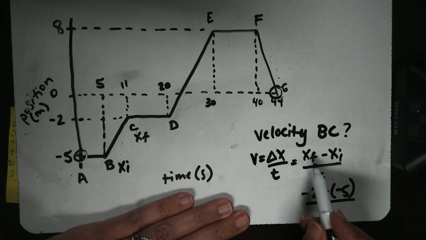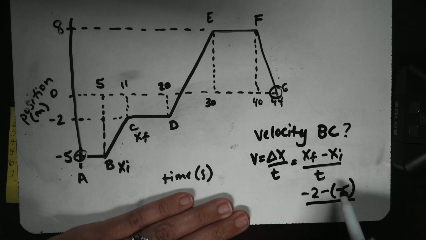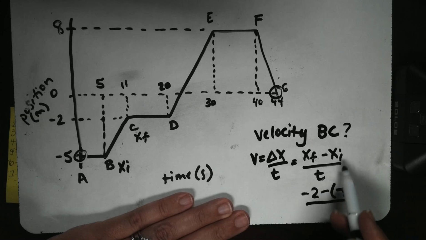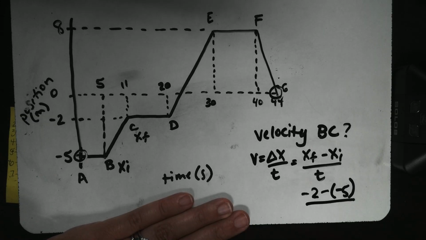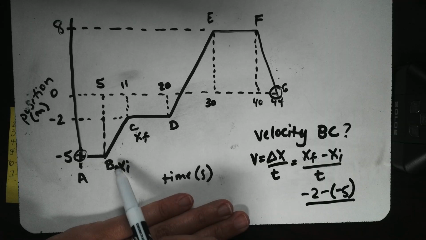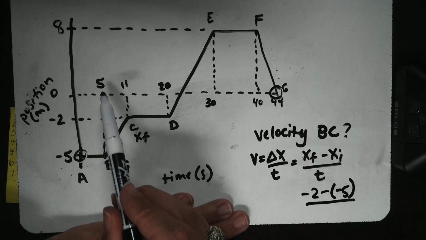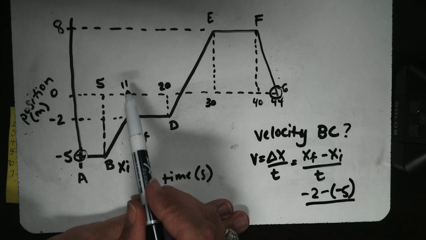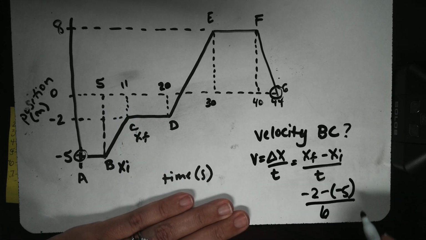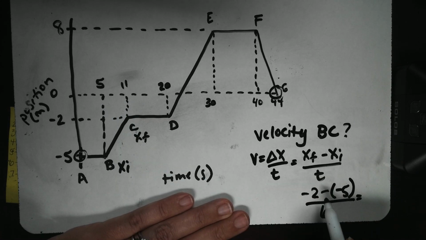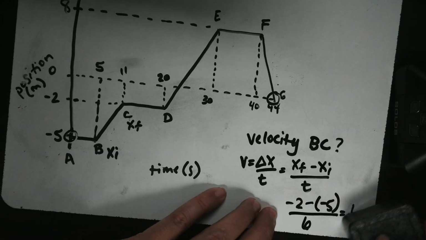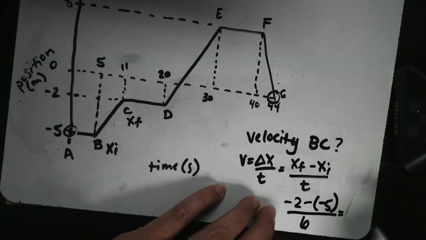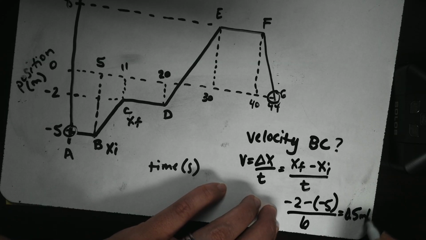What I always do is write in my final position and automatically write that minus, so when I write in a negative initial position, I know I've got to subtract a negative, meaning I have to add. And during how much time? B happened at 5 seconds, C happened at 11 seconds, so our overall time period was 6 seconds. -2 minus -5 gives me 3. 3 divided by 6 is 1/2, or I like decimals, so 0.5 meters per second.